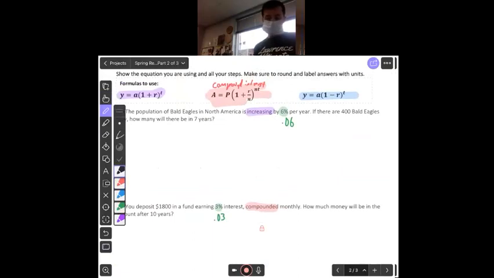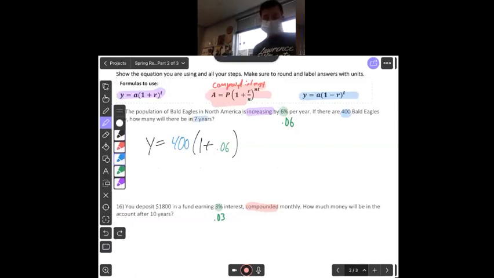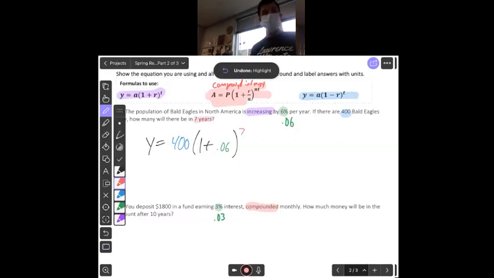Look at the first one there real quick. Y equals the A value. That's the starting amount. How much did we start with? You can see here on this problem that starting amount was the 400 bald eagles that were there. Times 1 plus our R value, which is the rate, the 6, so 0.06, to the T power. T stands for time, 7 years. And you're just typing that in your calculator. I think you end up getting like 601.45 or something like that.